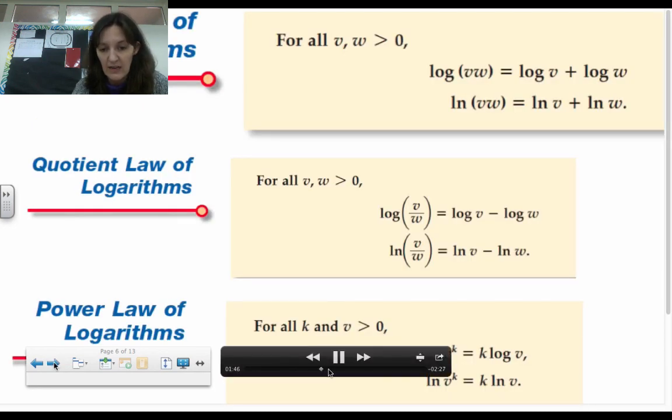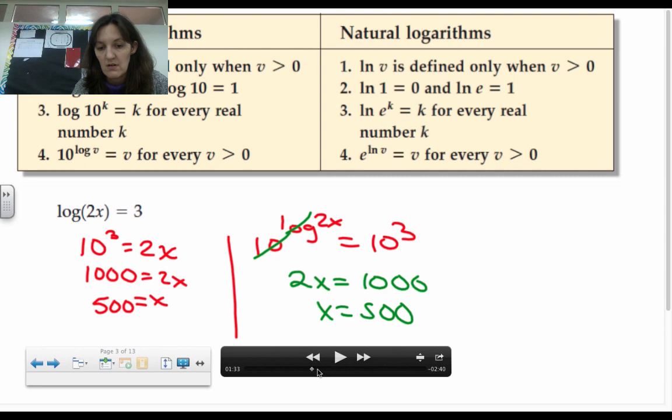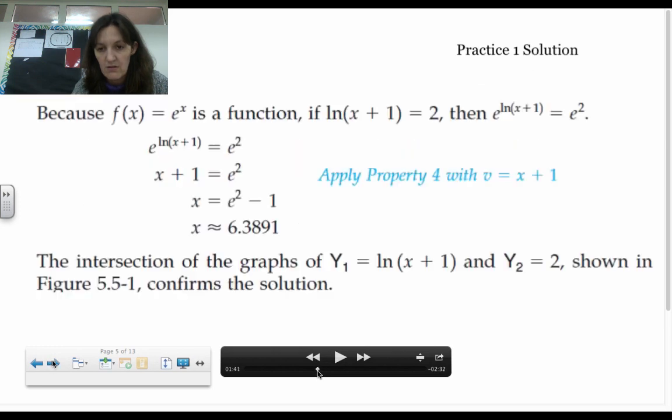Hold on, I want to pause for a second and go back. Just a moment. A little further. Okay, moving forward. Right here, solution.